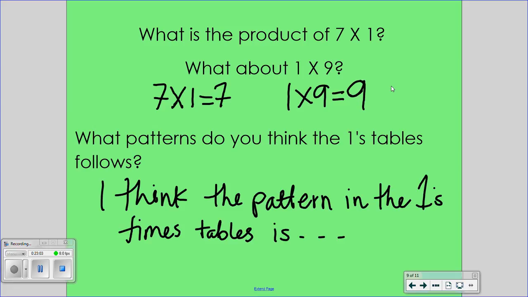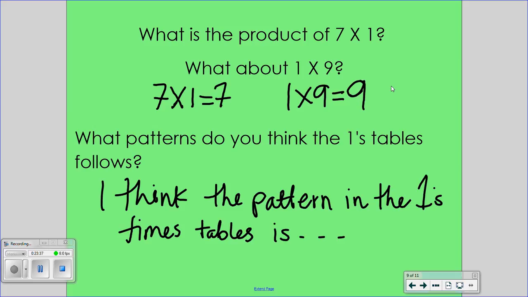Anything times 1 is itself. That's what I said. That's pretty much what most of you said. Anything times 1 is itself. 7 times 1 is 7. 1 times 9 is 9. Anything times 1 is 9? No. Everything times 1 is the answer that you got before? No. Anything times 1 is itself.